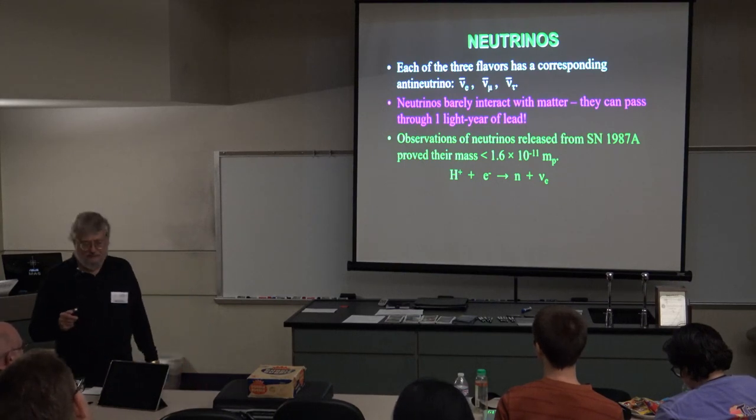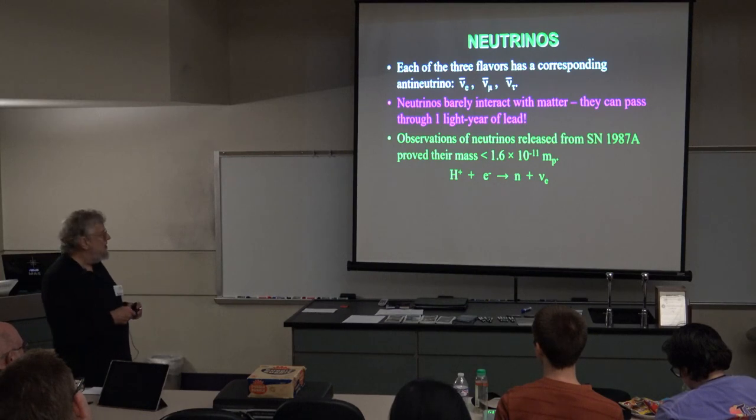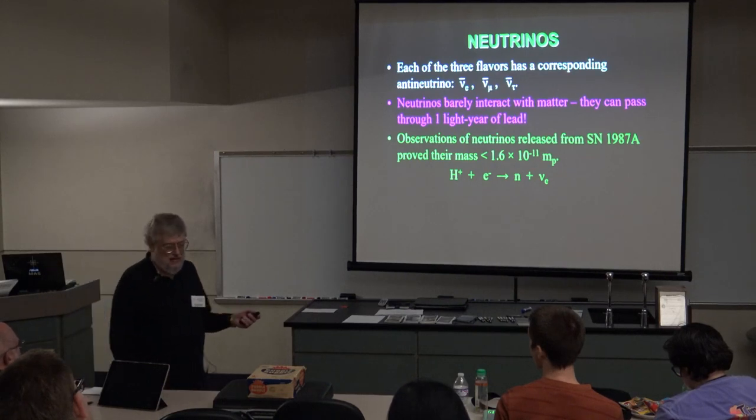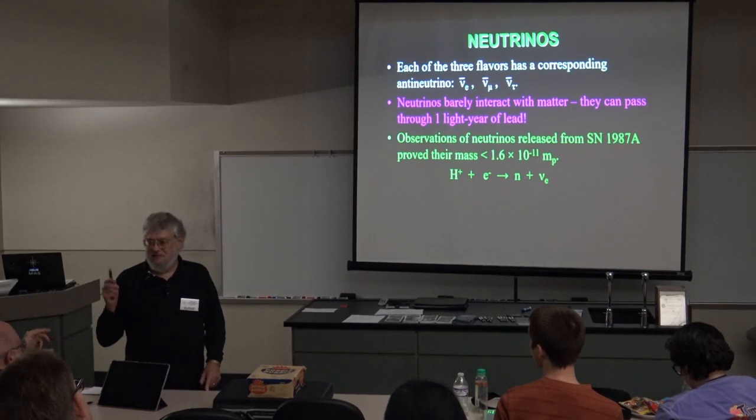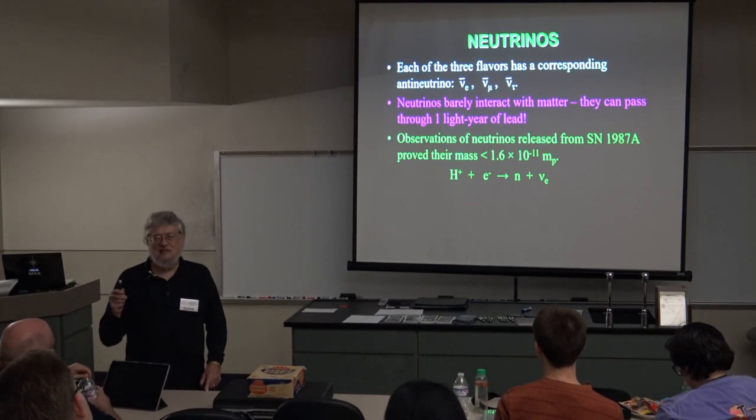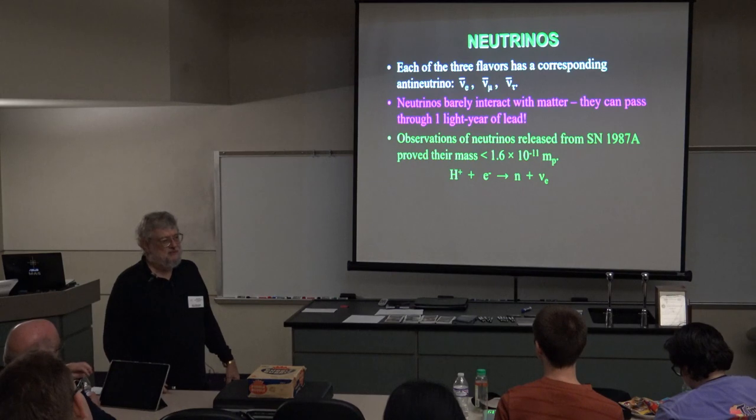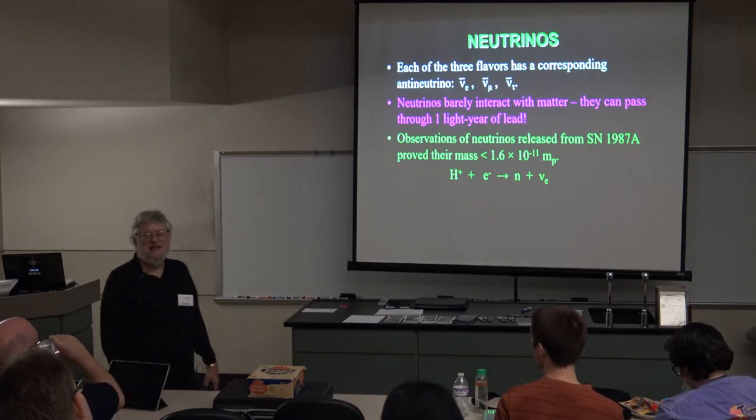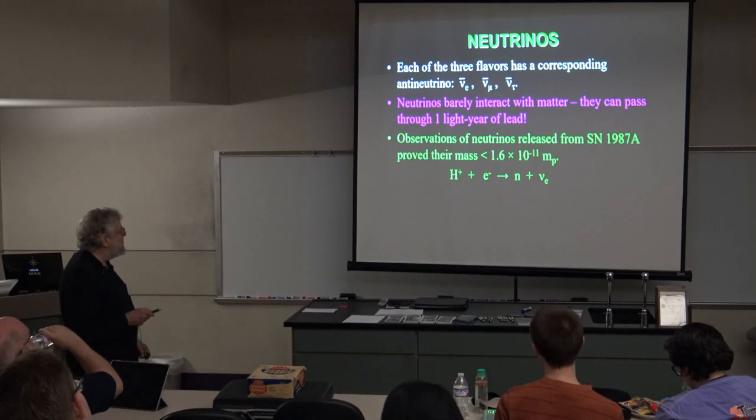Previously, they had thought that maybe their mass was as high as 10 to the minus 8th that of a proton. If that were the case, neutrinos could make up all of the mysterious dark matter in the universe easily. But Jeremy's still in business because that's not true. You still have to work on what dark matter really is.